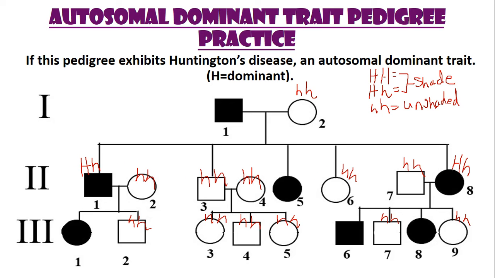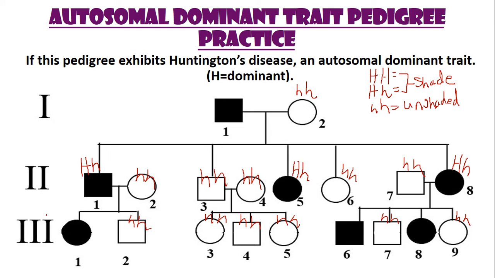Now, the last person in generation 2 we need to talk about is generation 2, individual number 5. He has a capital H. But if you look, he has no kids, so we can't look at the kids. So we're going to have to look at the parents. The way he can be big H is if both his parents are affected. But if you look, he has one unaffected parent and one affected parent. So that means he's big H, little h.